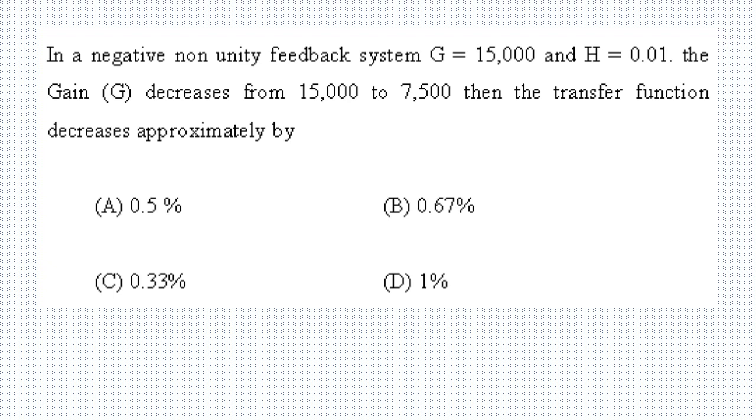It is given here that in a non-unity negative feedback system, G is 15,000 and H is 0.01. The gain decreases from 15,000 to 7,500. Then the transfer function decreases approximately by how much? The options are given and we need to calculate the solution.